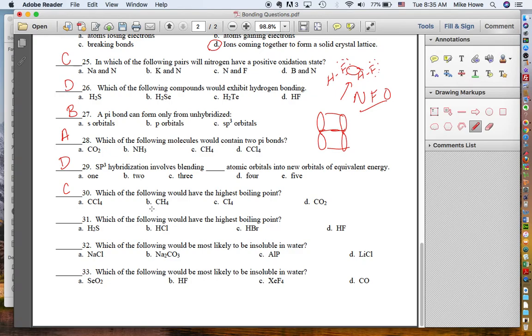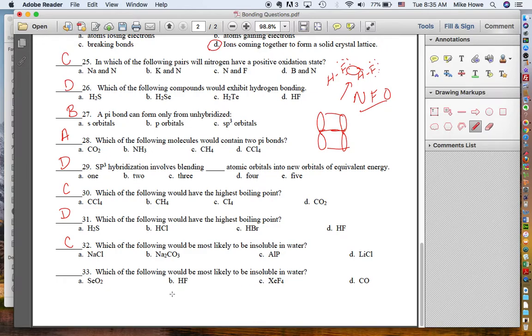Down here, which has a higher boiling point? That one's a little bit polar. That one's polar. That one's polar. But the most polar and having hydrogen bonds would be letter D. Most likely to be insoluble in water would be the ones with the higher charge. So which one is that? Hopefully you said C, because you got +1 -1, +1 -2 for carbonate, +3 -3, +1 -1.